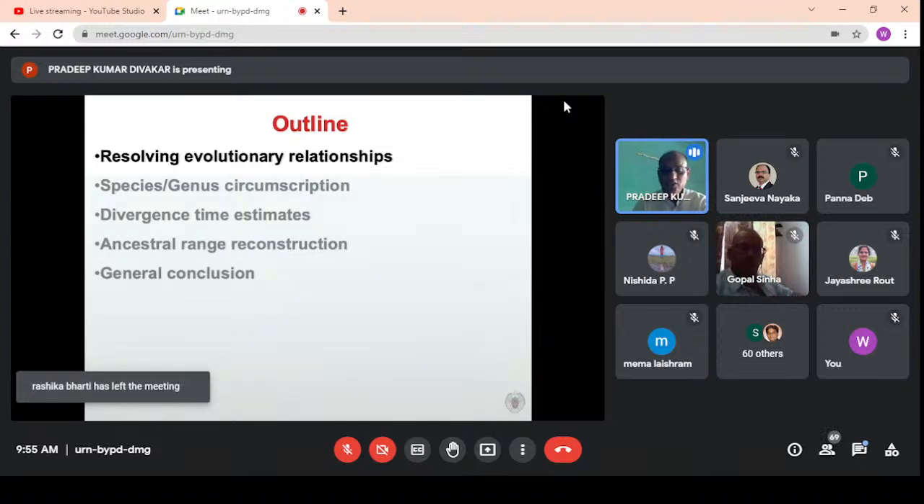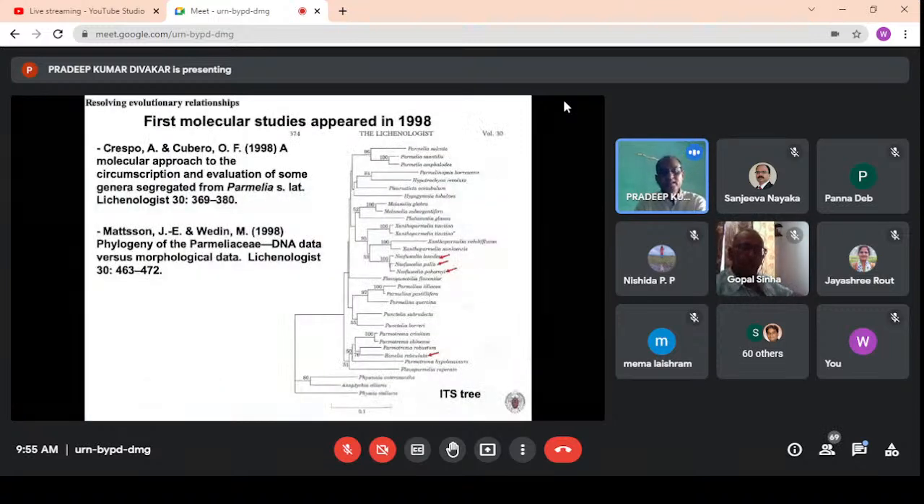Starting with resolving phylogenetic relationships. In the Parmeliaceae, the first molecular studies appeared in 1998, and the molecular phylogeny was based on a single molecular marker, the ITS region. Two groups published the phylogenetic tree of the Parmeliaceae simultaneously. One was Crespo and Cubero in 1998, and in the same volume of The Lichenologist, Jan-Erik Mattsson and Mats Wedin presented a phylogeny of the Parmeliaceae. Both phylogenies were based on the ITS marker.